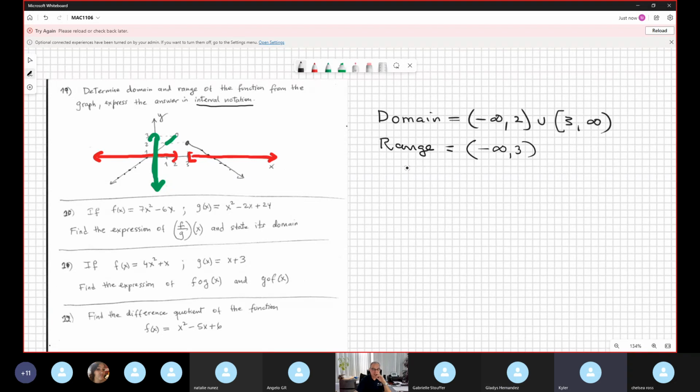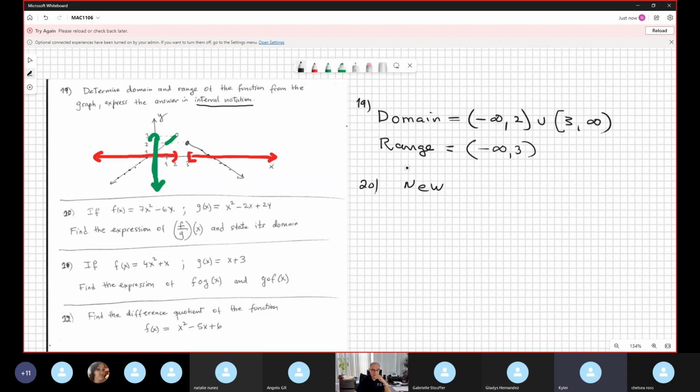Question 20, that's 190. It's easy because it's a combination of the function. The function is given, and you combine using division. So you have two answers. Be careful. The first answer is the new expression. That's easy. Professor, for number 19, the range is just negative infinity to 3.